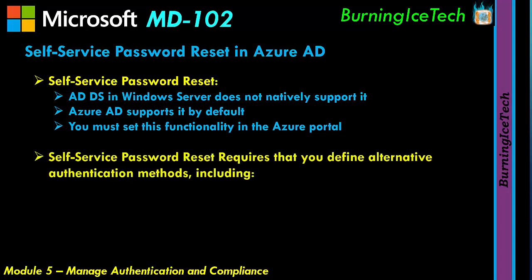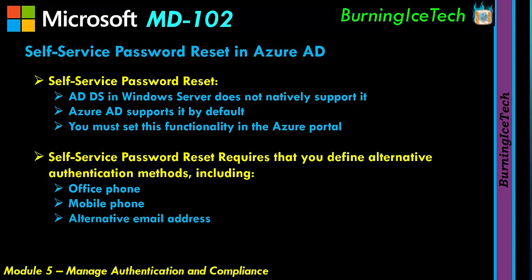The self-service password reset requires you to define alternative authentication methods, including, and I'm going to mention a couple here for you guys, Office phone, mobile phone. Yes, I know it sounds like the same thing, but that's what the course specifies. So that's what I'm specifying to you guys. If it was up to me, I would just say specify a phone number. You can specify an alternative email address, security questions, and the list goes on. So those are pretty standard things.